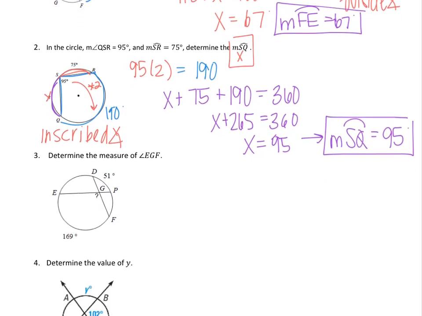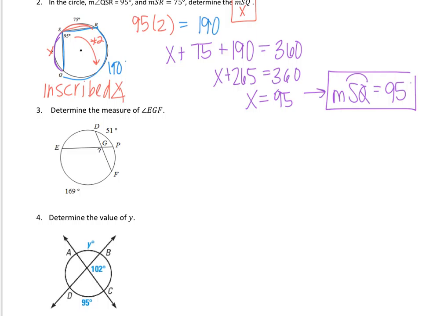Moving on. The next one we have, it says determine the measure of angle EGF. So we'll choose to call that X. We're going to go through our options, our list. First option, remember, was central. Is it located at the center? Hopefully you're saying no. The next option is inscribed. Is it located on the edge? No. Third option is inside. Is it located inside the circle? Yes.